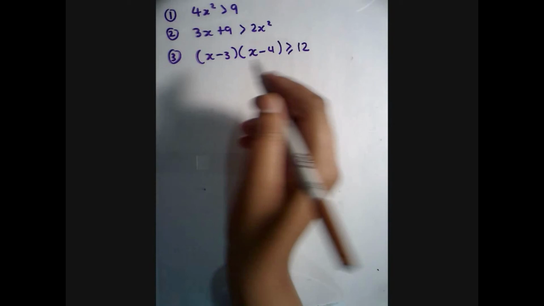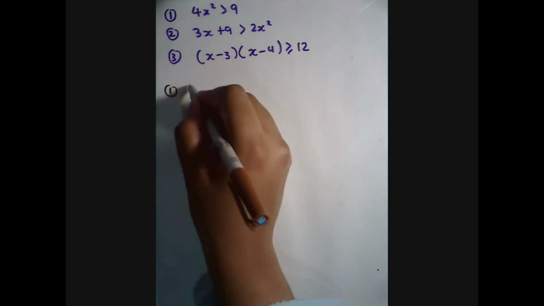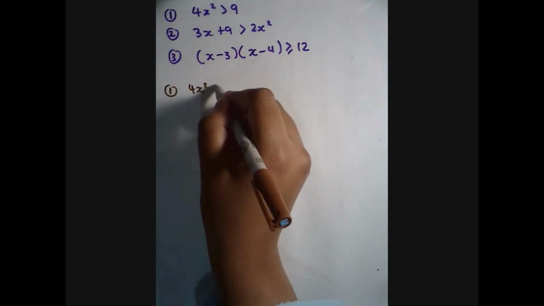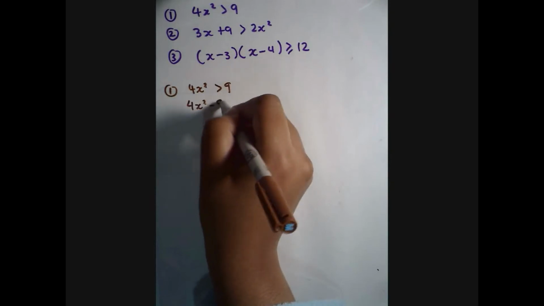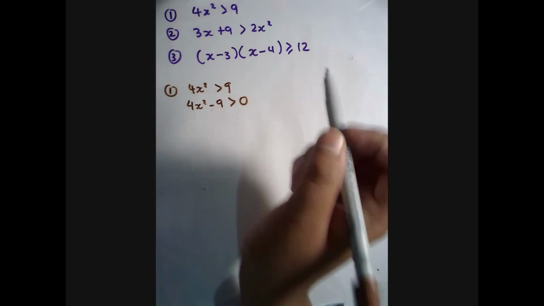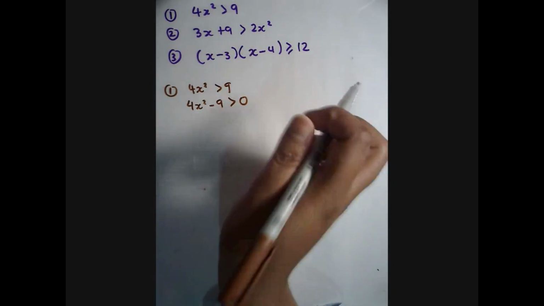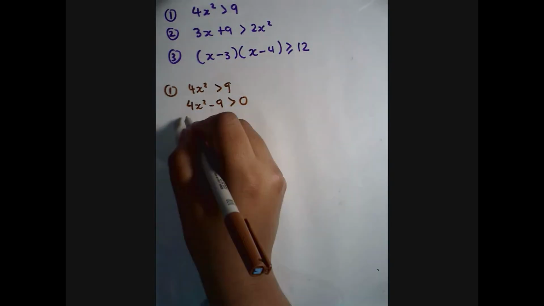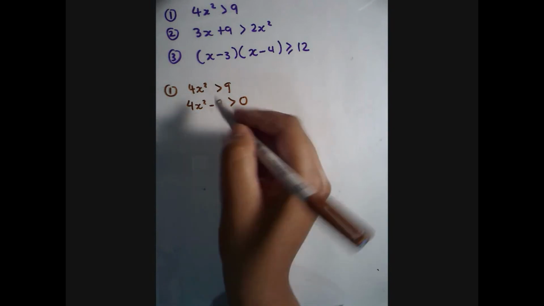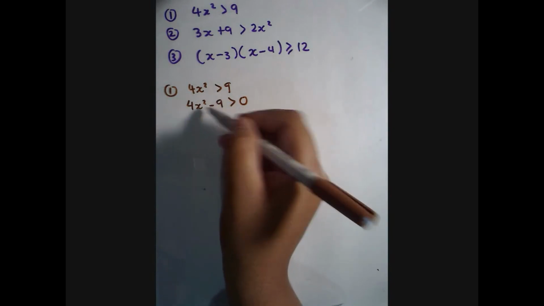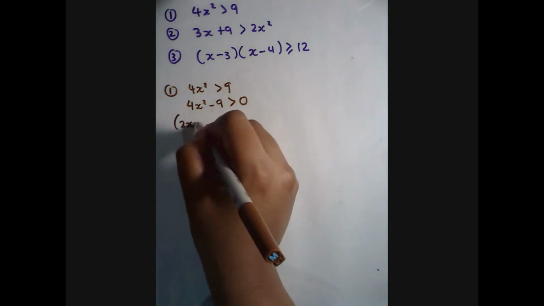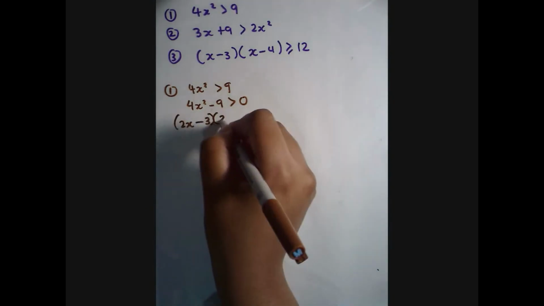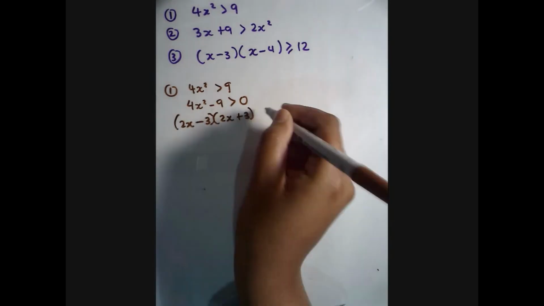Right, now number 1, do the same steps. 4x squared is greater than 9. So put everything onto the left hand side, minus 9 is greater than 0. The right hand side must equal 0. Then factorize. When you factorize something like this, can you see it's a difference of two squares? Square, square, minus square. I'm going to say 2x minus 3 and 2x plus 3 is greater than 0.